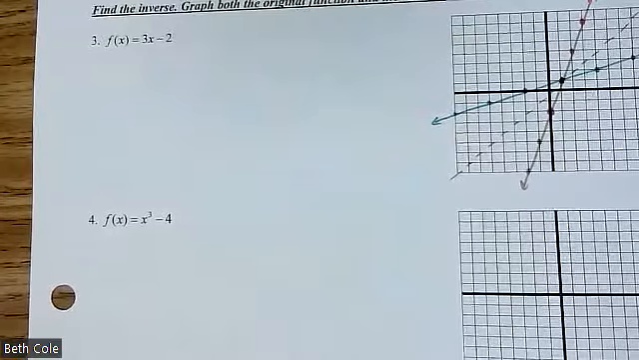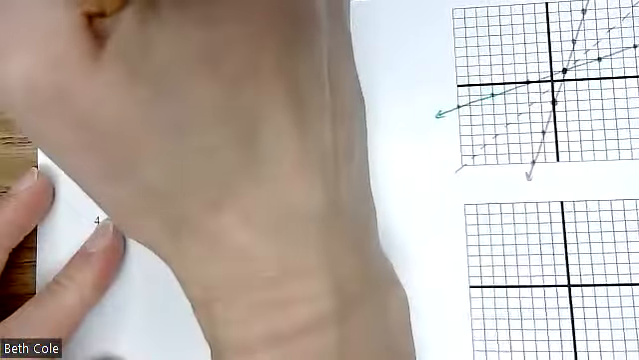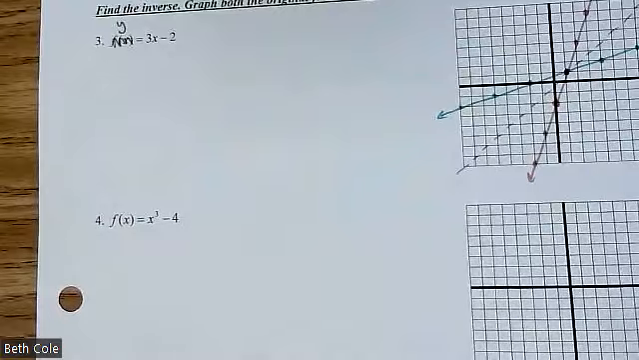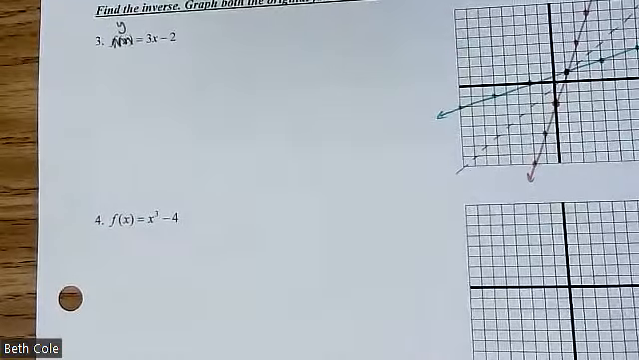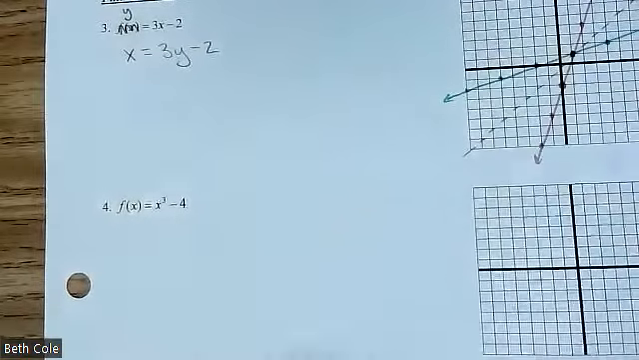Would sure help a lot if there was a y in the problem, wouldn't it, guys? f of x is y. Scribble out the f of x and call that y. And then switch x and y. Here's the pep talk: don't move anything else. Switch the x and the y and leave everything else where it is. The equal sign, all the numbers, leave them where they are. This will give you x equals 3y minus 2. And then you solve it for y.